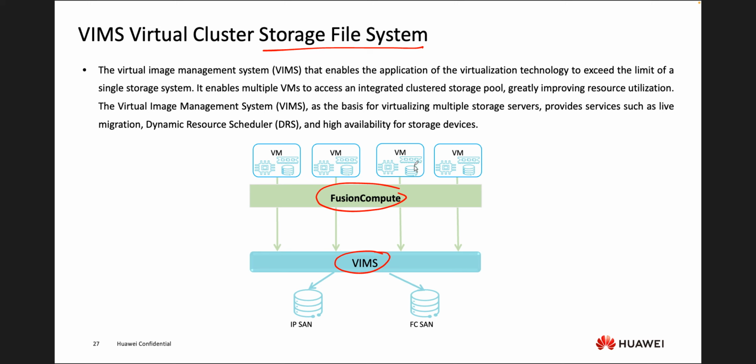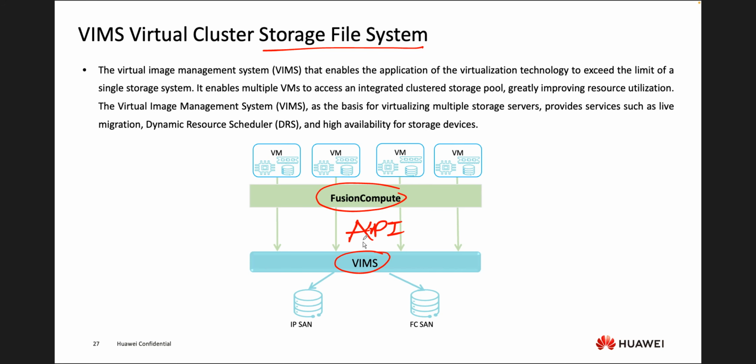When we look at this virtual image system, it's the basis of how you virtualize your multiple storage services. If you need to do live migration, as we said previously, or the dynamic resource scheduler, or you need to check the availability of your storage devices, that's the VIMS's job to handle. So it works hand in hand with Fusion Compute. It's like an API that interacts between the two, in most cases.